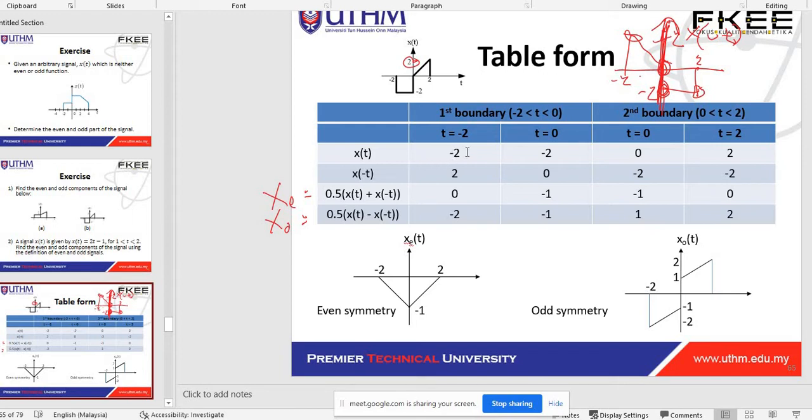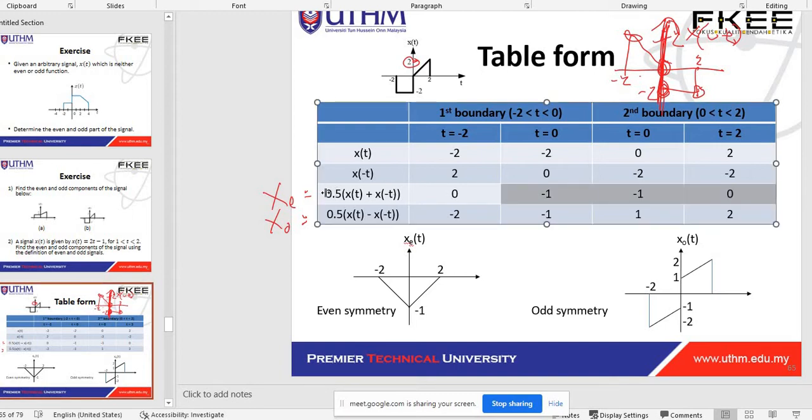So this means that negative 2 plus 2, okay, you will get 0. 0 divided by 2, you get 0 also. Negative 2 plus 0, you get negative 2. Divide by 2, you get negative 1. And then 0 plus minus 2, you get minus 2. Divide by 2, you get minus 1. And then 2 plus minus 2, you get 0. 0 divided by 2, you get 0. So this is how you get this x even.